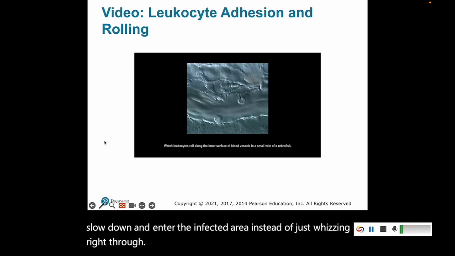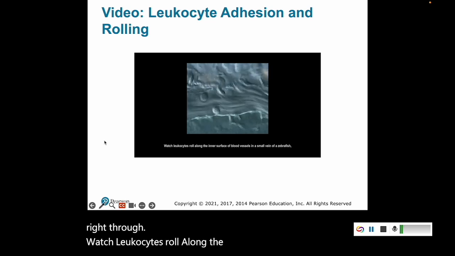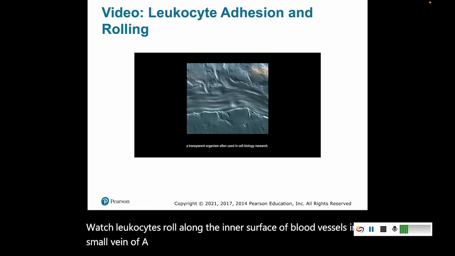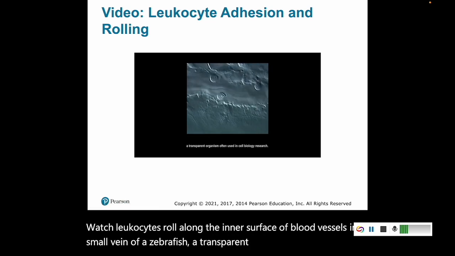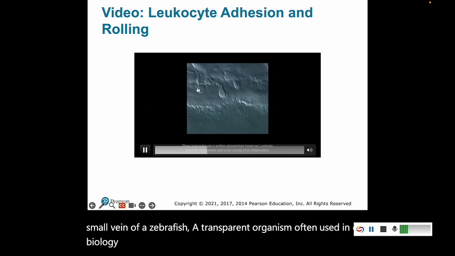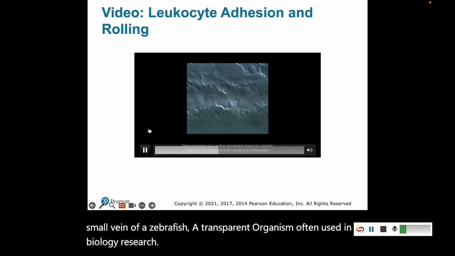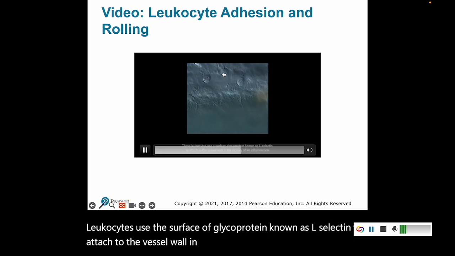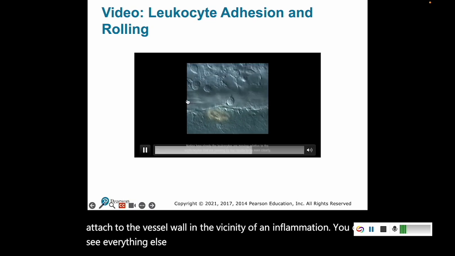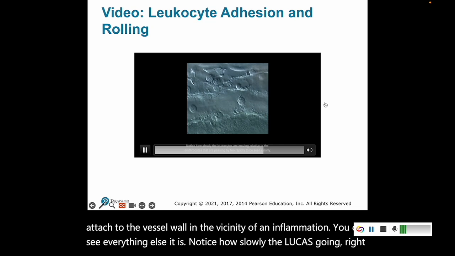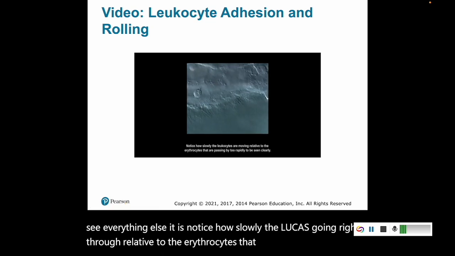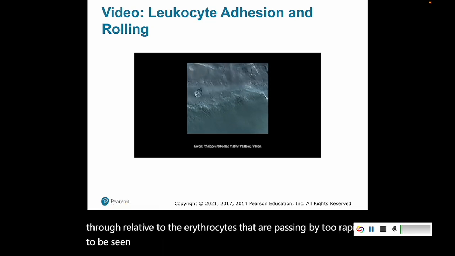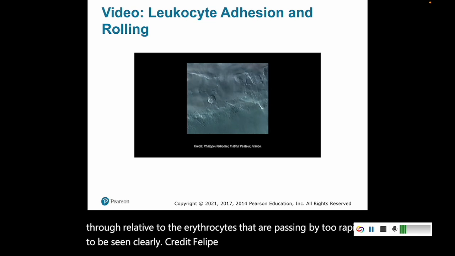Watch leukocytes roll along the inner surface of blood vessels in a small vein of a zebrafish, a transparent organism often used in cell biology research. These are your white blood cells. These leukocytes use a surface glycoprotein known as L-selectin to attach to the vessel wall in the vicinity of an inflammation. Notice how slowly the leukocytes are moving relative to the erythrocytes that are passing by too rapidly to be seen clearly. Credit: Philippe Herbomel, Institut Pasteur, France.